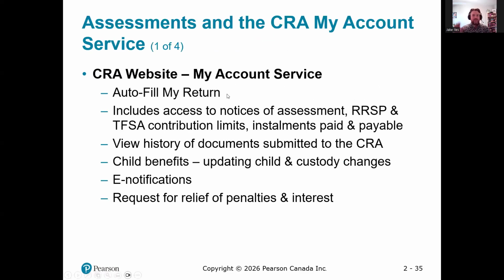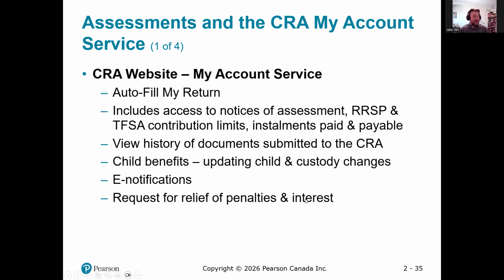So autofill will just take the filed T slips with the CRA, put it into return. It includes access to notice of assessment, RSP, TFSA contribution limits, installments paid. So you can go to your account on the CRA website. Every year, what you can contribute to a TFSA is updated based on your tax return, how much you can contribute to an RSP. So if you want to see your balances of all these various things, it's included on the online account. You can view history of documents submitted to the CRA. You can see a history of mail that's been sent to you. If you think you've missed something, the CRA has mailed you something and you've missed it, there's usually a copy available on your My Account.